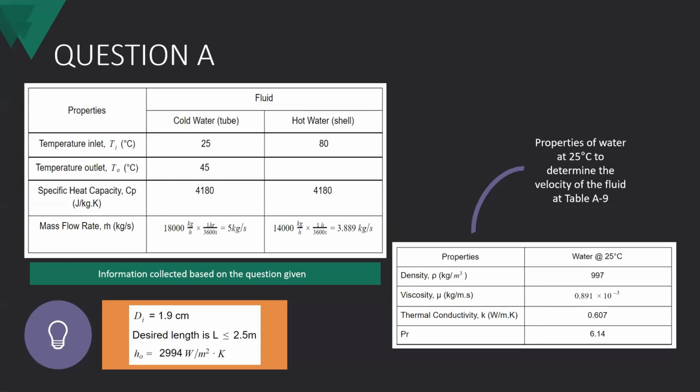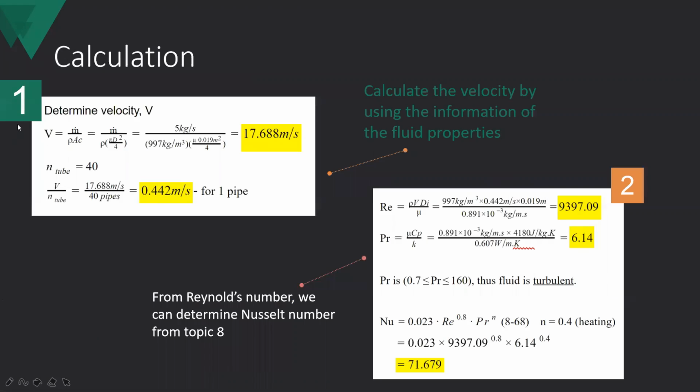So yeah, these are the properties of the water at 25 Celsius, which will be used to calculate the velocity. And this is the information that we have collected from the question given. So first of all, you have to find the velocity and divide it by 40 because we want to focus on one pipe. After that, we calculate the Reynolds number and the Pr, because we want to know whether the fluid that flows inside the tube is turbulent or laminar. Here, the fluid flowing inside the tube is turbulent.